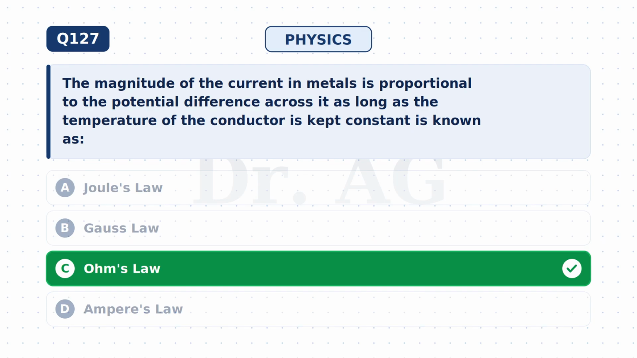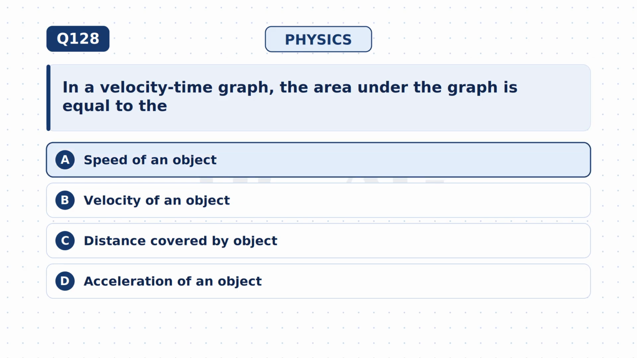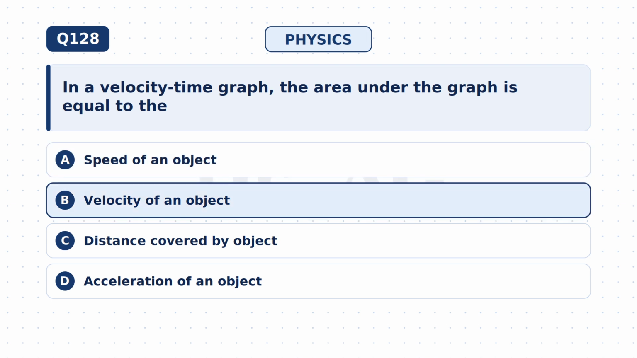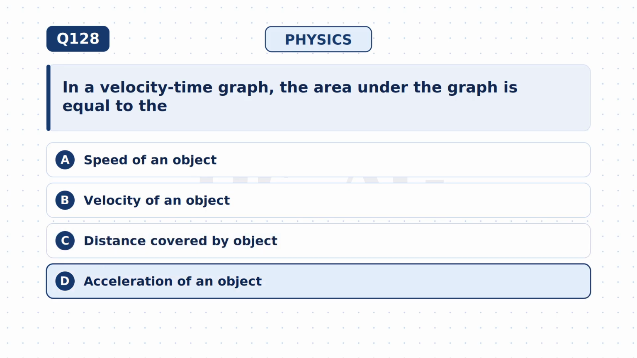The correct answer is C. Ohm's law. Question 128. In a velocity time graph, the area under the graph is equal to. Option A, speed of an object. Option B, velocity of an object. Option C, distance covered by object. Option D, acceleration of an object.